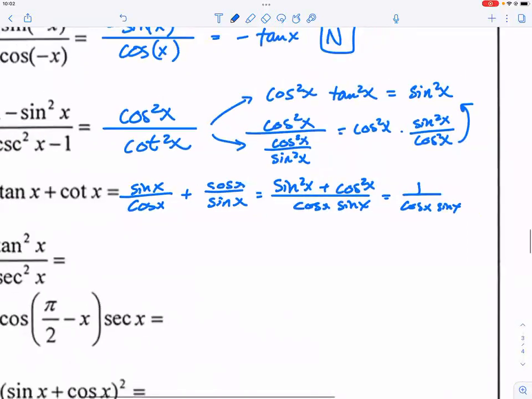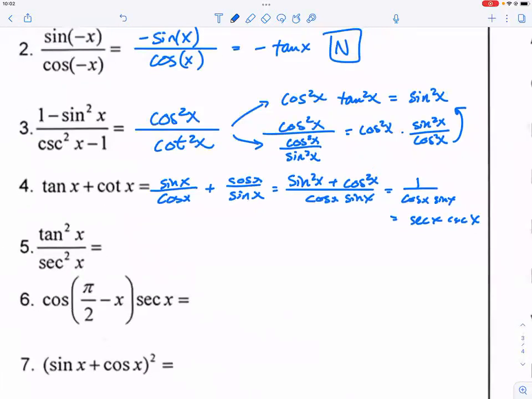Okay. And that's why I kept saying, gotta think 2 steps ahead. If you don't think 2 steps ahead, you don't know what to do. You need your second step to justify your first step. And that's how you get secant x cosecant x.